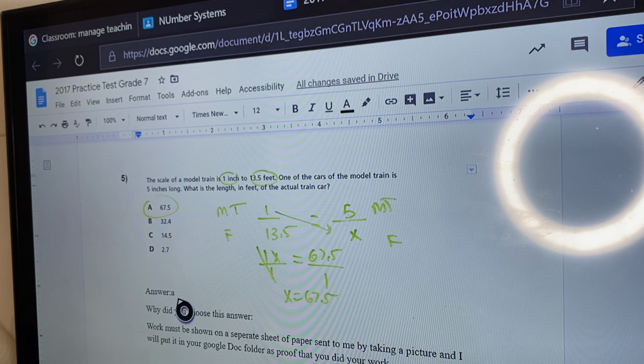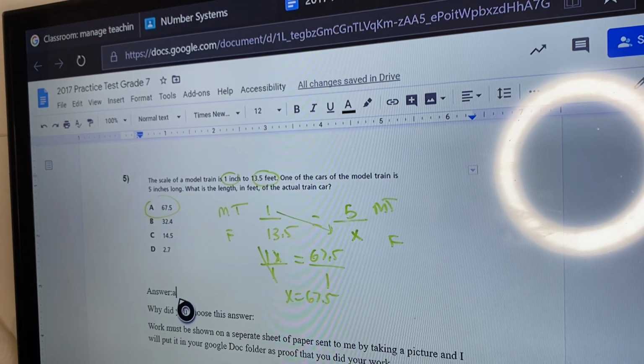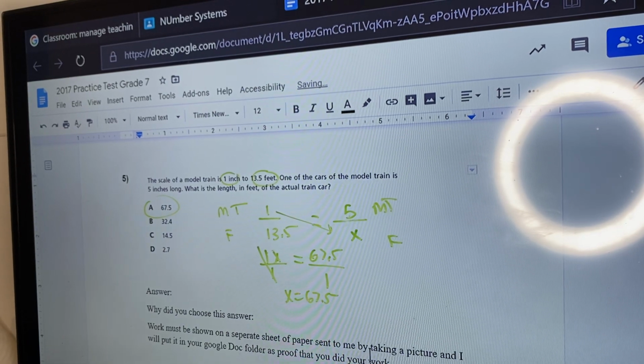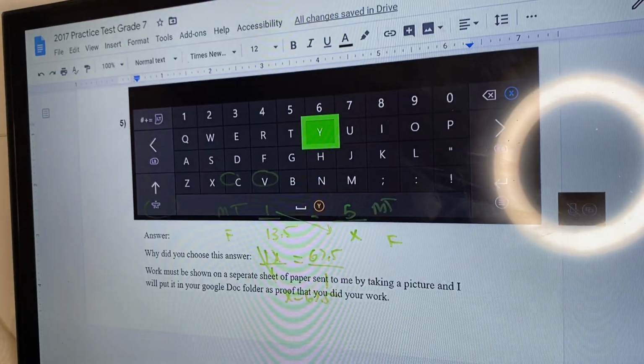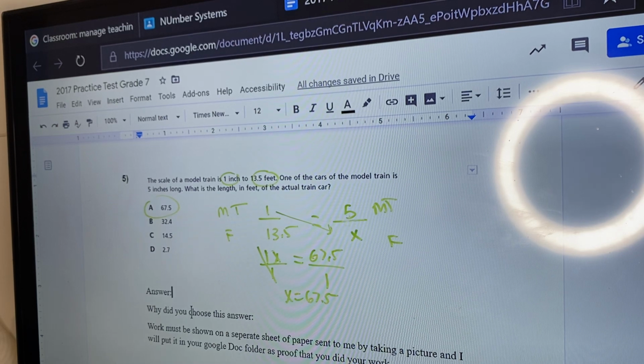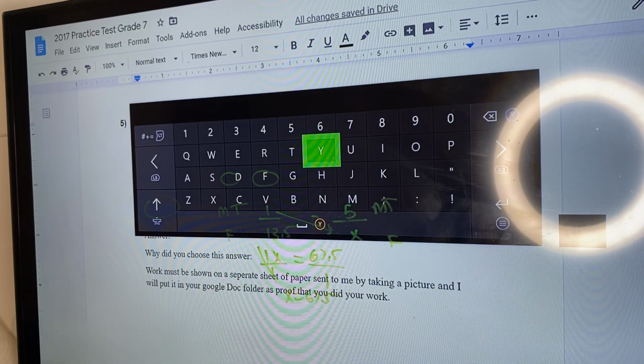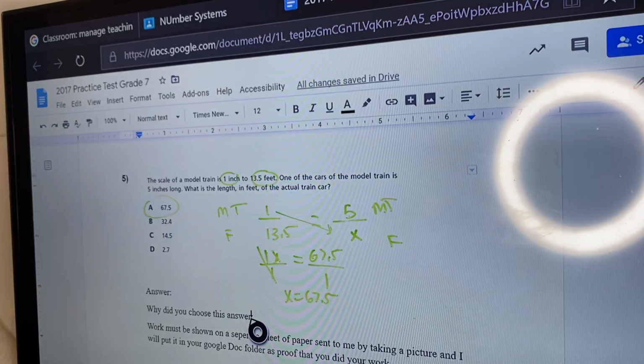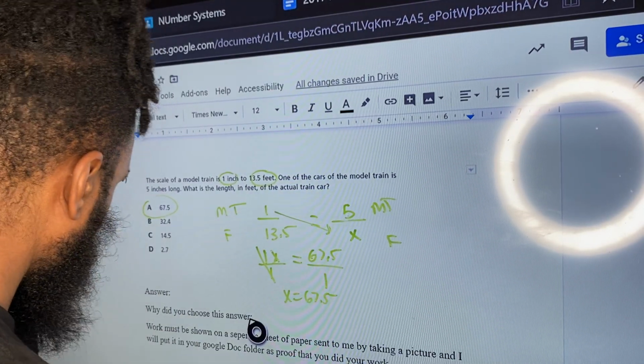Alright, as you guys can see that. And then you go here. Explain why you did your answer. You go to here. Explain what you did, or you can show this. It's up to you.